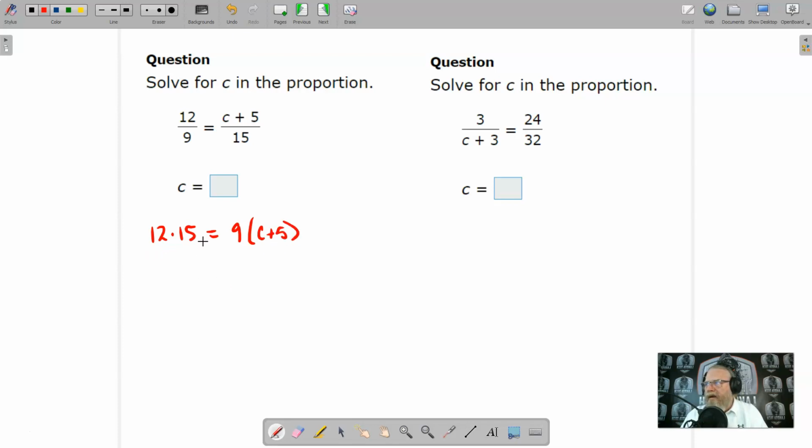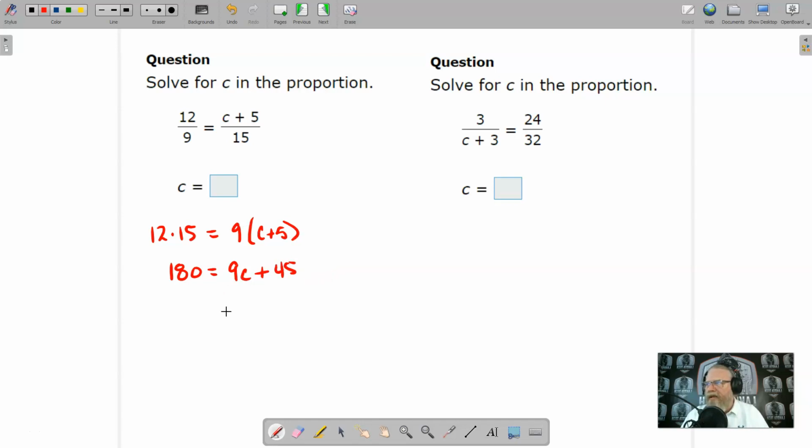Now, I could go ahead and multiply the 12 times 15, and we'll go ahead and do that. 12 by 15, and that's going to give me 180. Ooh, I see something, a shortcut. Now, some people might say, okay, you need to distribute this 9, and it's going to be a longer way around, but let's look at the long way to do it, and then we'll look at the short way to do it. So 9 times c is going to be 9c, and 9 times 5 is going to be 45. So that's the distribution property there.